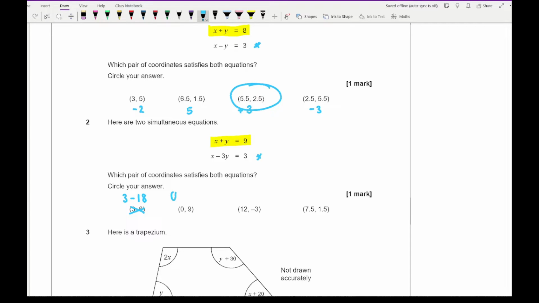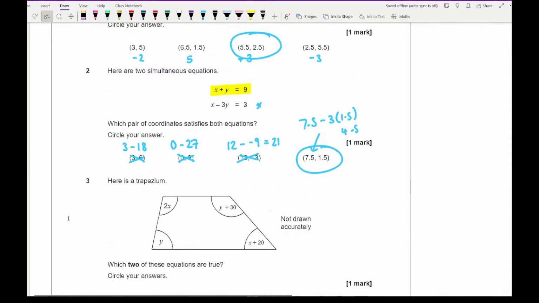This one here, we've got 0 minus 3 times 9, which is 27. Does that equal 3? No, so that's not going to be an option. For the next one, we've got 12 minus, and it's going to be minus 9. So that equals 21. So that doesn't equal 3. So that's not going to be an option. Then substituting our last option, we've got 7.5 minus 3 lots of 1.5, and that's going to give me 3. So that does equal 3, so that is going to be our correct answer.